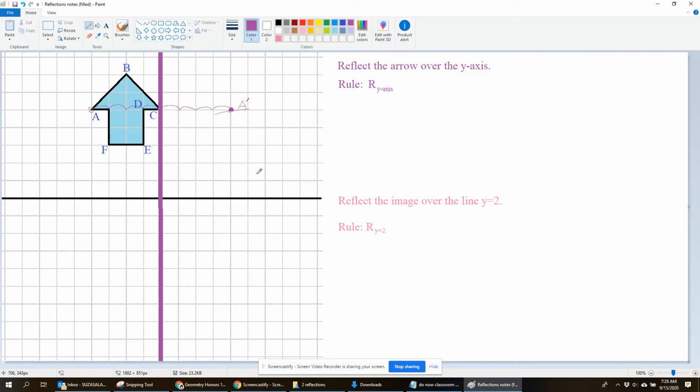And then I need to do the same thing with each of my other points. 1, 2. So I go 1, 2 to the other side. B prime.